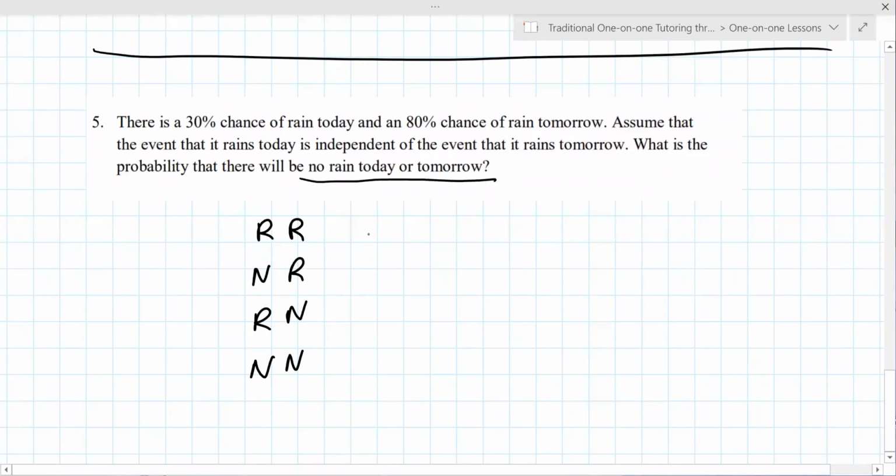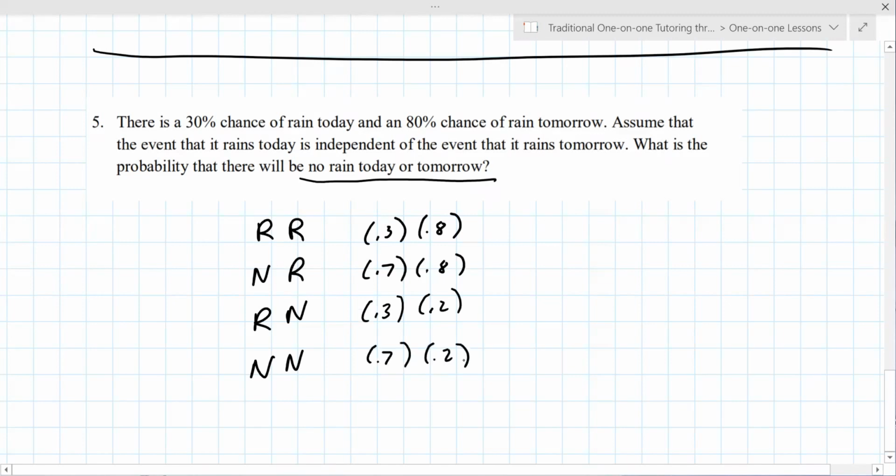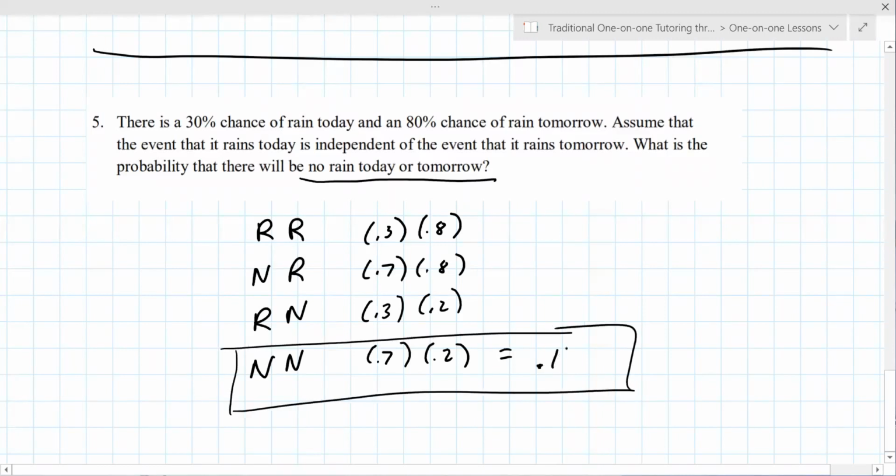Okay. So the first one is 0.3 times 0.8. And the second one, no rain, is 0.7 times 0.8, because either it rains or it doesn't, so it's 1 minus 0.3 to get that. The next one is 0.3 chance of rain times 0.2 chance of no rain, or 0.7 no rain times 0.2 for the last one. So the last one is the one we want. Okay, so there's just a 0.14 chance, 14%. Okay, gotcha.